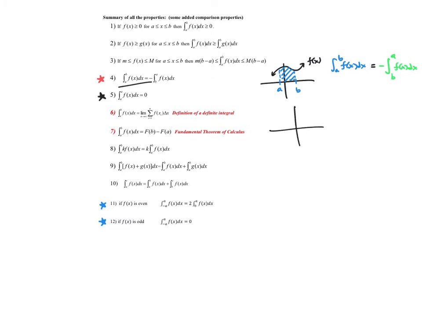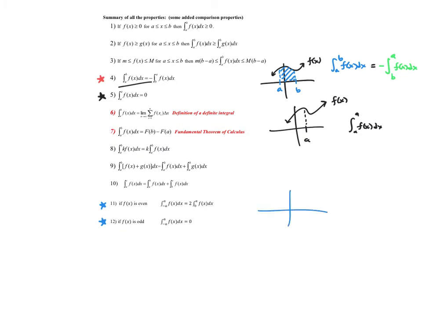How about number 5? Number 5 here is a function, f of x. I want the integral from a to a of f of x dx. Well, the width of that space, that area, there is no interval, and therefore there is no area. So that's number 5.